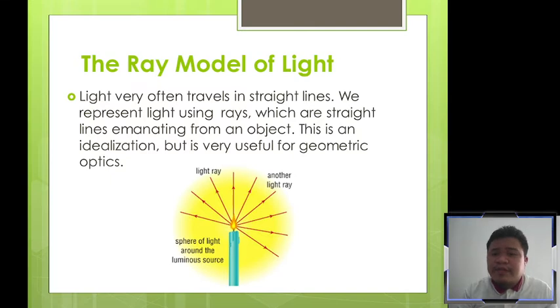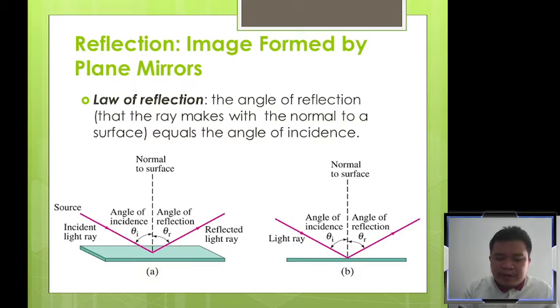Now, light often travels in straight lines. We represent these straight lines using a ray, which are straight lines emanating from an object. This is an idealization, but it's very useful in geometric optics, especially since we have to use geometry in order for us to understand how light behaves. So we use this concept of reflection in order for us to understand how images are formed in mirrors. Now let's talk about plane mirrors. Now, a plane mirror is a smooth surface, okay? And in a plane mirror, we observe what you call the law of reflection.